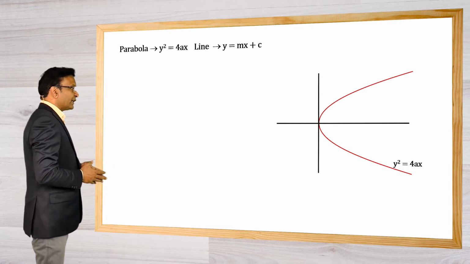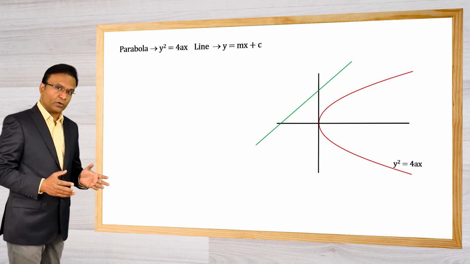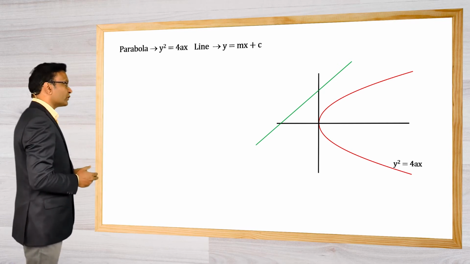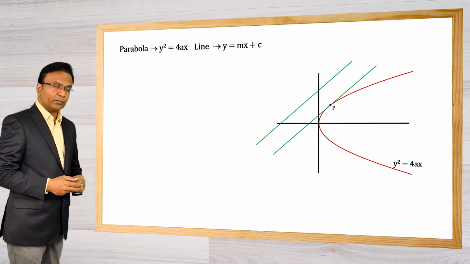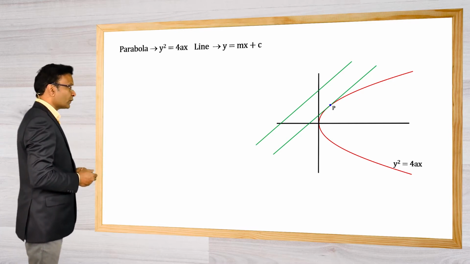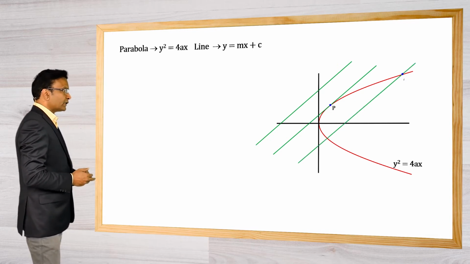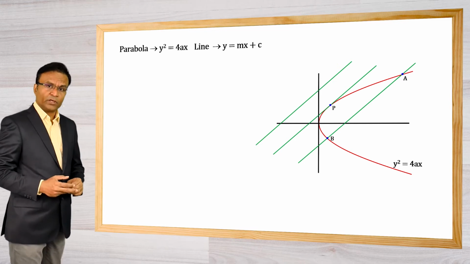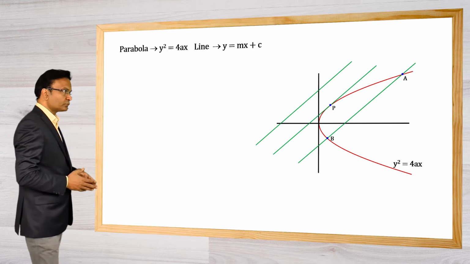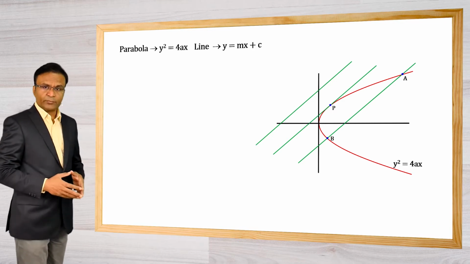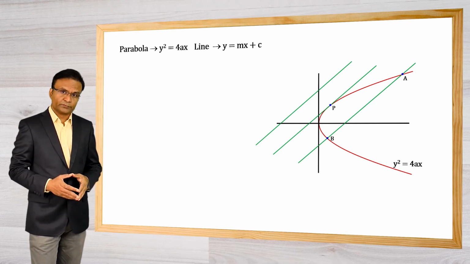I can put this line like this, where it is not intersecting parabola at all. Or I can put like this. Here line is touching parabola at point P. The third case is I can put like this. Here line intersect the parabola at two distinct points A and B. So we have these three possibilities for the intersection of line and parabola.